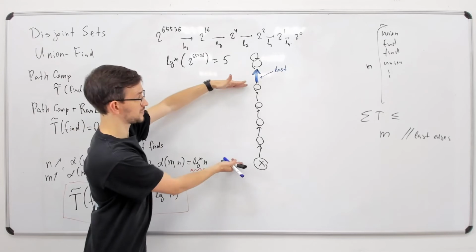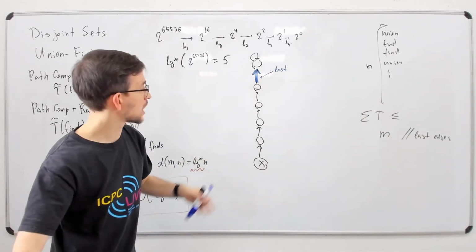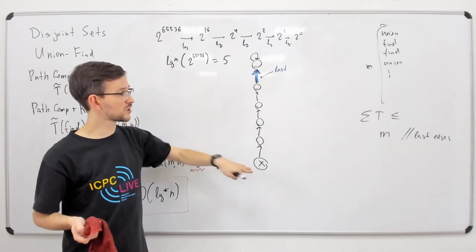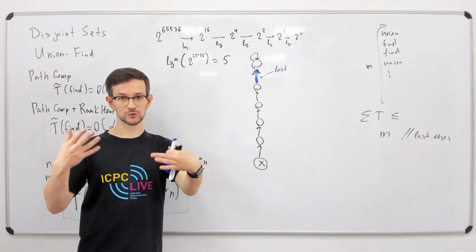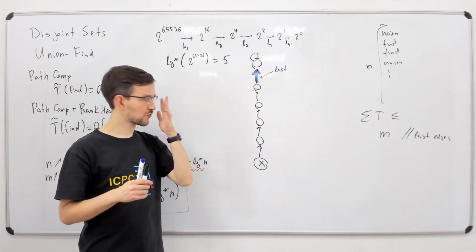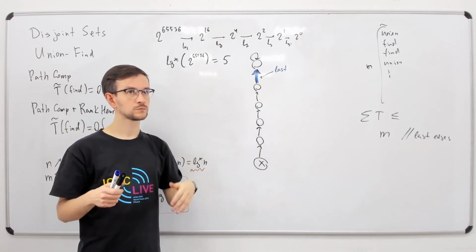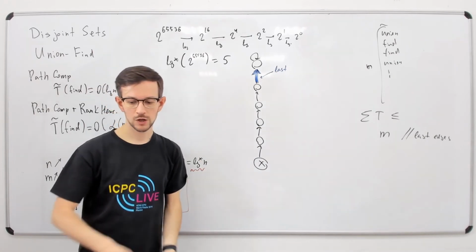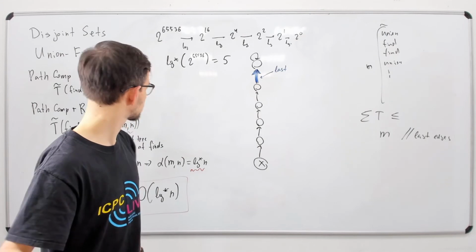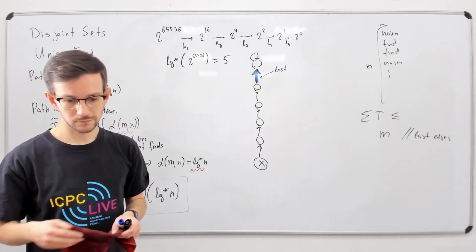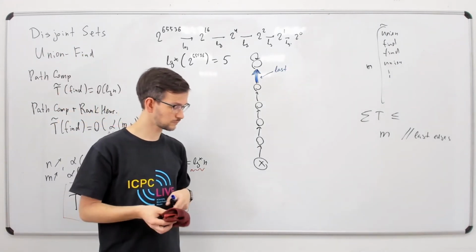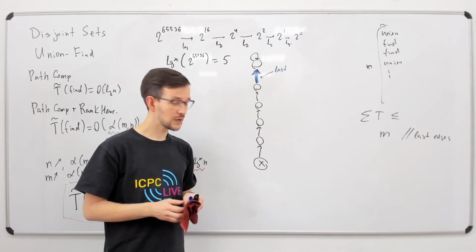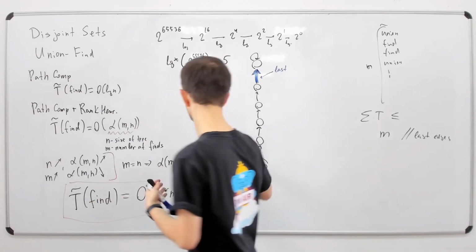Now let's calculate these edges. To calculate these edges, we will split all edges into two groups. I don't know the correct terms in English. Let's call them small jumps and big jumps.